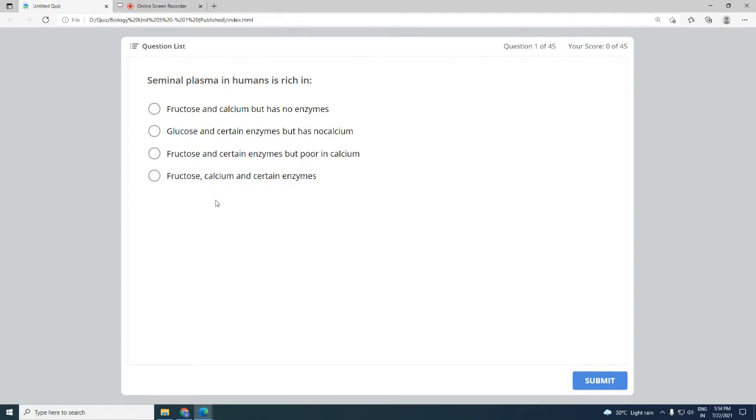The first question is: seminal plasma in humans is rich in. Option A, fructose and calcium but has no enzymes. Option B, glucose and certain enzymes but has no calcium. Third option, fructose and certain enzymes but poor in calcium. Fourth option, fructose, calcium and certain enzymes. So please find the right answer.